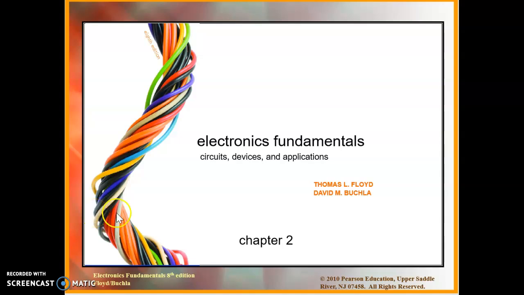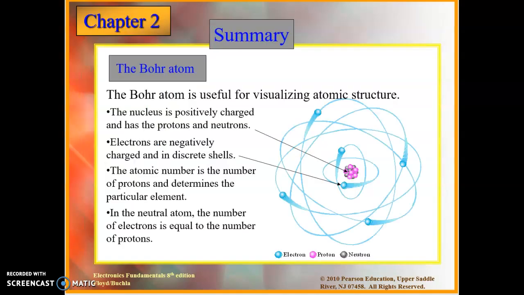Chapter 2. We are going to define voltage, current, and resistance. In order to define voltage, current, and resistance, we have to study the atom model. The model we are going to be using is the Bohr atom model. In this one, we have the nucleus that is composed of positive protons and neutrons, and then we have the electrons moving around it.